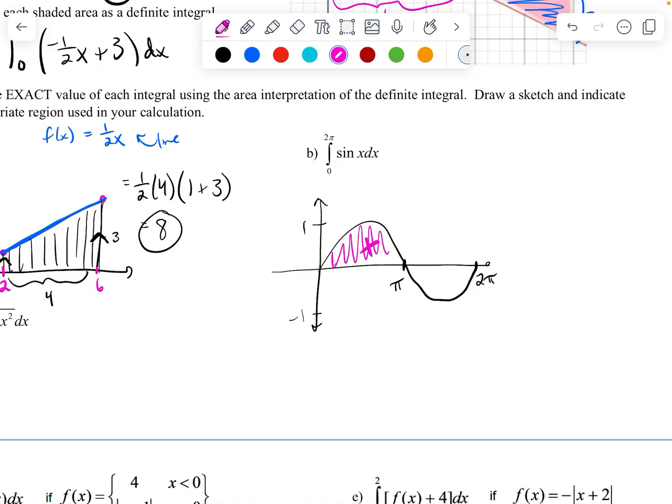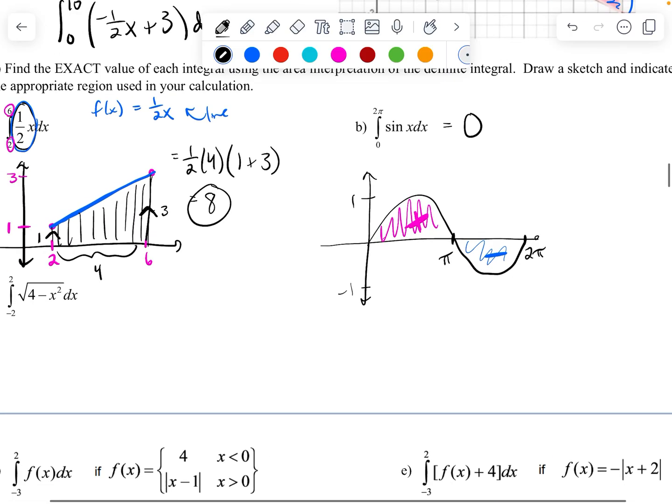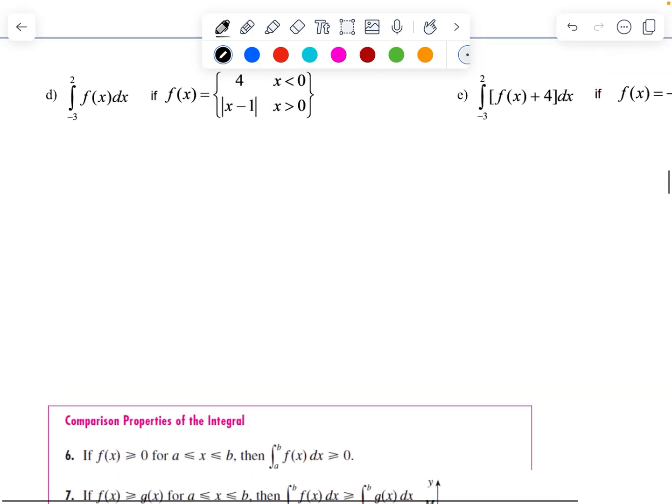Okay, well, this area is all positive, right? Because it's above the x-axis. And then this area is all negative because it's below the x-axis. I tried to draw it, right? So they would cancel each other out because it's symmetric. So this area is just going to be 0.